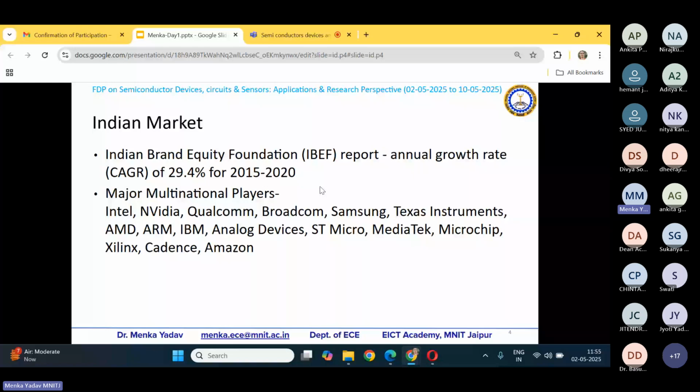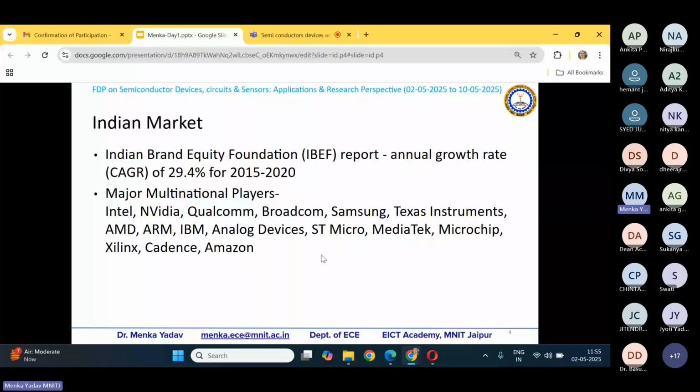There are major players in the market like multinational players: Intel, Nvidia, Qualcomm, Broadcom, Samsung, Texas Instruments, AMD, ARM, IBM, Analog Devices, ST Microelectronics, MediaTek, Microchip, Xilinx, Cadence, Amazon, Synopsys, etc. There are many more to be listed, but these are the major players.